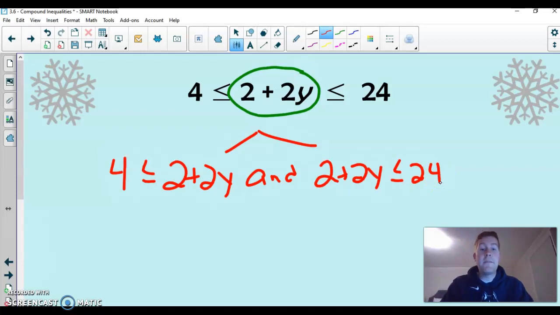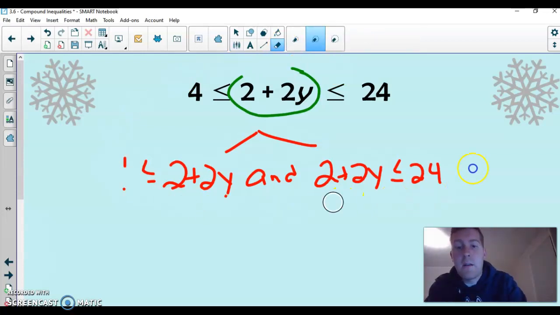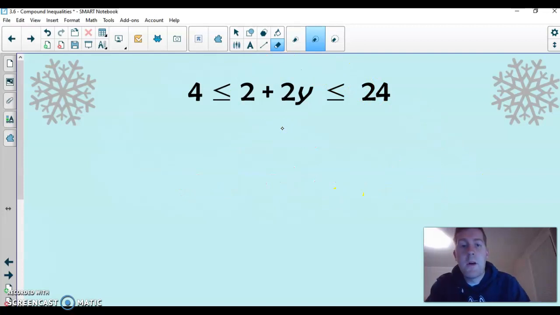And then when you have those two inequalities, you just solve them both separately to get y by itself. Now, I found by doing that, it gets redundant because you go through the same steps in each inequality. So instead, what I'm going to do is solve it all at one time. So I'm going to get rid of all this and just look at this all together and go through the steps to get y by itself.